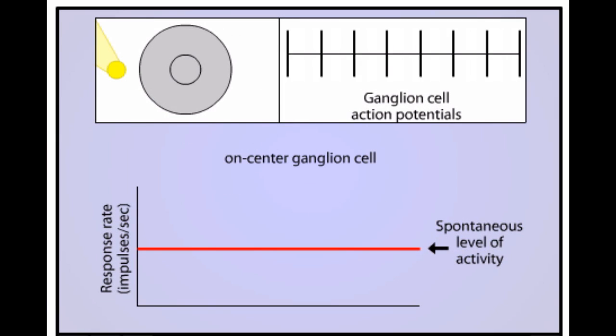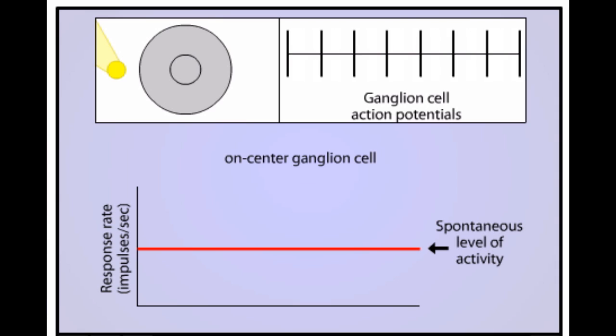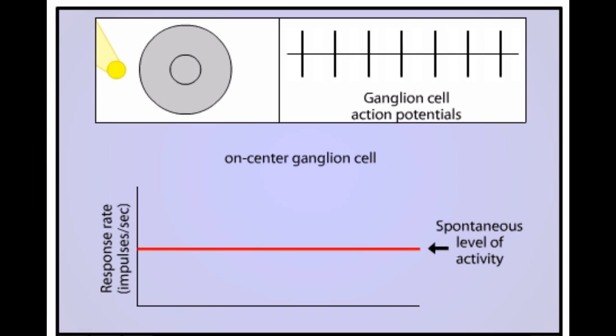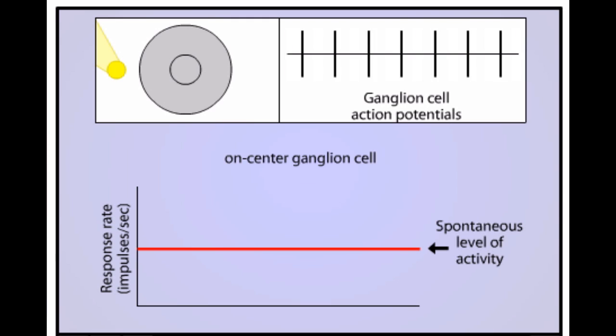Let's look at the response of an on-center ganglion cell to a spot of light. When no light is falling on the receptive field, a spontaneous level of activity is recorded from the ganglion cell. To see what happens when a spot of light enters the receptive field, use the mouse to position the beam of light so that it falls on either the center or surround of the receptive field.